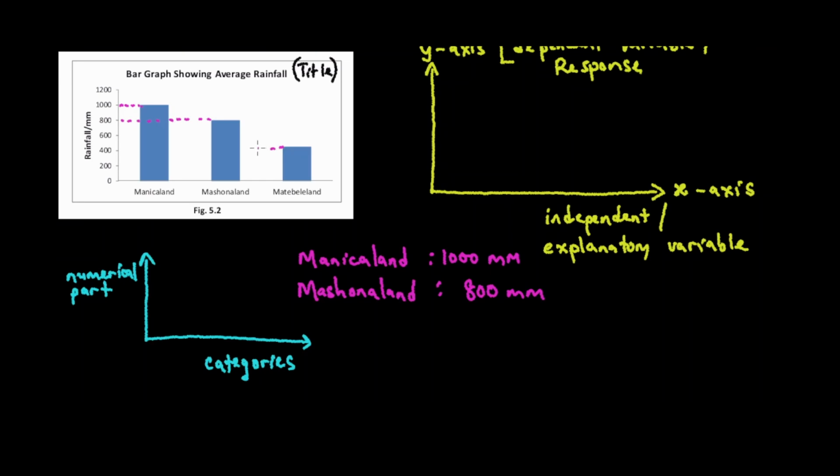Then Matabeleland. If I try to match through extrapolation, I see that Matabeleland's average rainfall in this season is 400 millimeters, like that. What is important here is to know that our numbers go to the y-axis and the categories go to the x-axis. Then if it is a bar graph, our bars should be detached, that is, they should be separate. Let us go on to the next points.